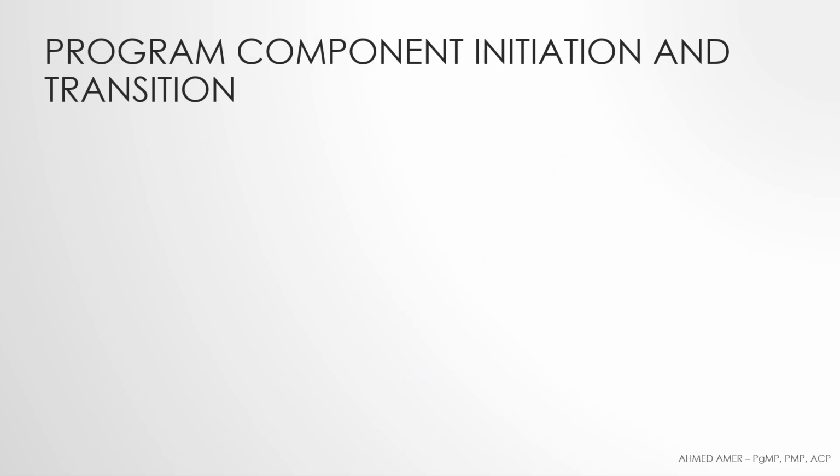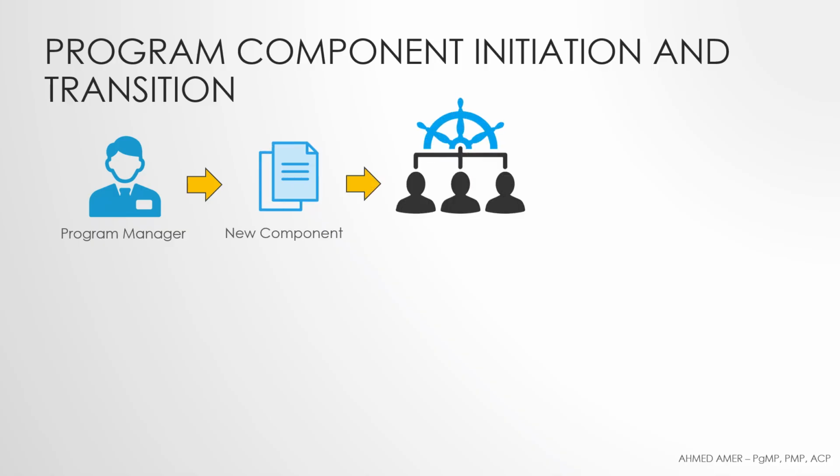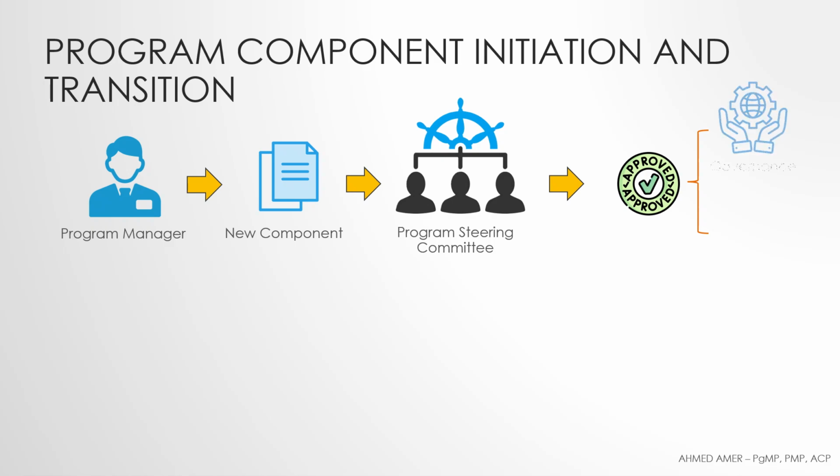The next governance practice is program component initiation and transition governance. We need to know that before starting any new component of a program, managers must get program steering committee approval to the degree that this component initiation needs new governance structures to oversee and manage the component and requires a strong commitment of organizational resources to complete the component. The program manager usually puts forward the proposal seeking authorization to initiate the new component.